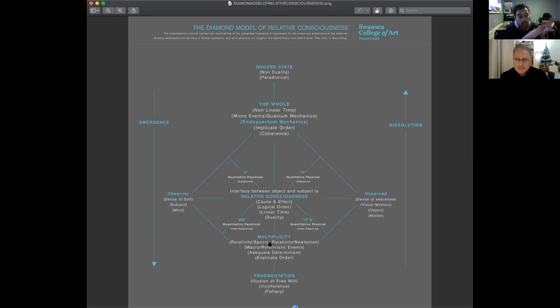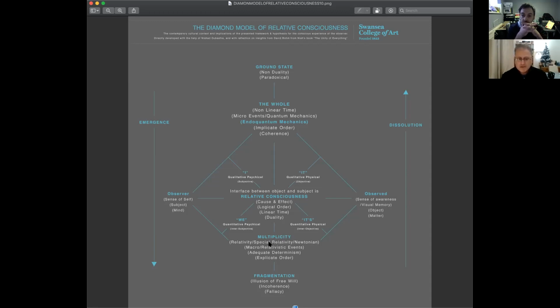Brilliant. So, would you agree that at this level, Bohm's explanation for implicate order would apply? I know you have a better understanding of Bohm's theories with this. The idea of implicate order and coherence on the level of the whole, does that stand up with the idea of what we've already explained of non-linear time?